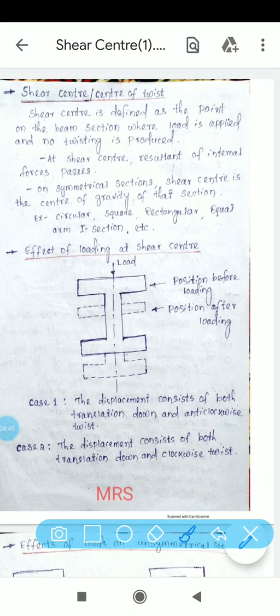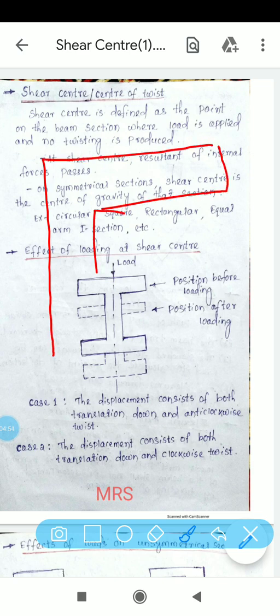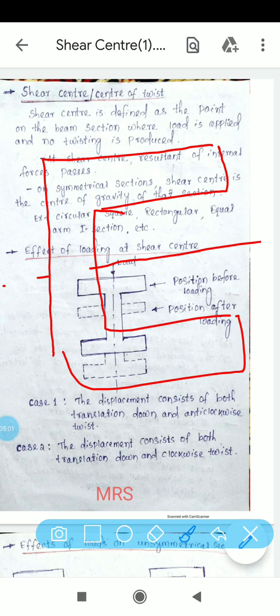If you take a C type of cross section, this one is your C type of cross section. It is symmetrical about only one axis, symmetrical about only the x axis. In this case, this one is your CG point, and shear forces are acting like this, and here the maximum shear stress acts at the CG.